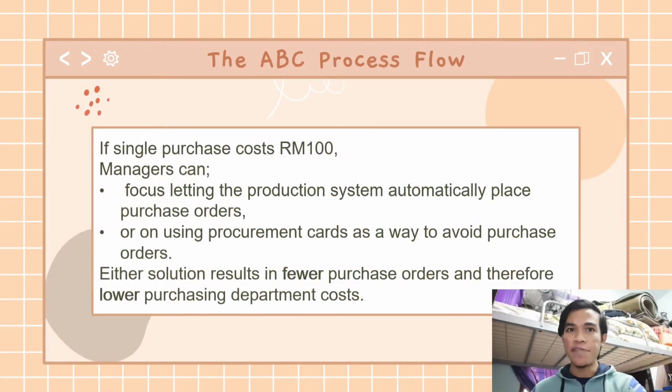For example, if the cost of a single purchase order is 100 ringgit, managers can focus on letting the production system automatically place purchase orders, or on using a procurement card as a way to avoid purchase orders, if the solution results in fewer purchase orders and therefore lower purchasing departmental costs.